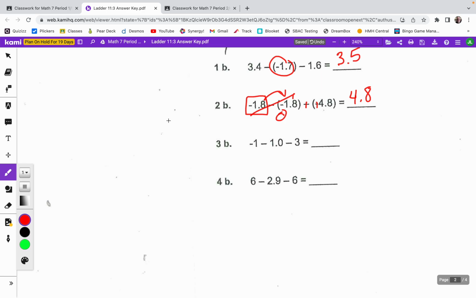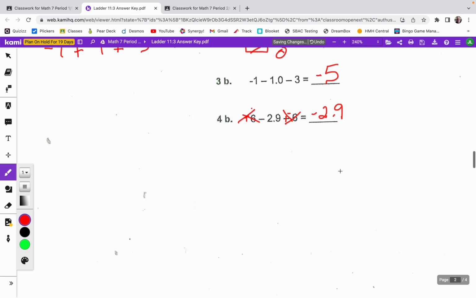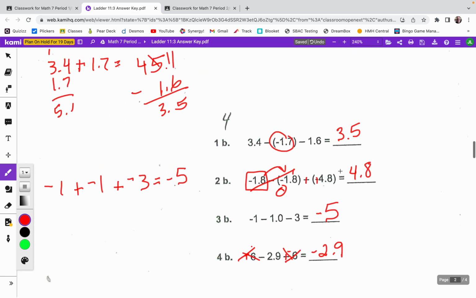We're starting at negative 1 and we're subtracting negative 1 plus the opposite of 1.0 is negative 1. Don't need the 0.0. Subtract 3 is same as adding negative 3. So this is just more and more negative combining together to get negative 5. Negative 5. And if this is really a positive 6 plus a negative 6, they cancel each other out. And the answer is negative 2.9. Okay, so that was step 4.